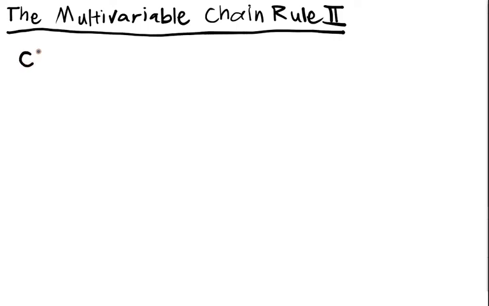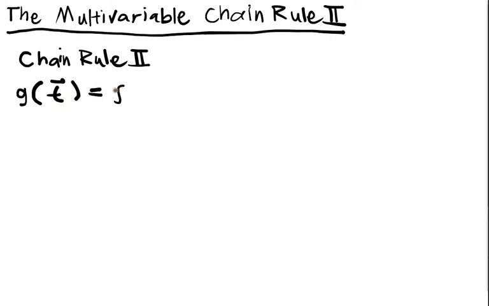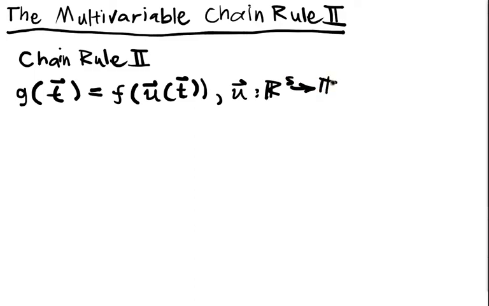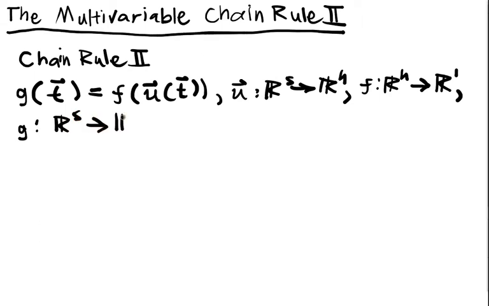Our first chain rule suggests another chain rule almost immediately. So assume that g now is a function of a parameter vector. So instead of one parameter, we have, say, s parameters. And it's actually the composite of f and u of t, where u is from R^s into R^n, f is from R^n into R^1, and therefore g is from R^s into R^1.